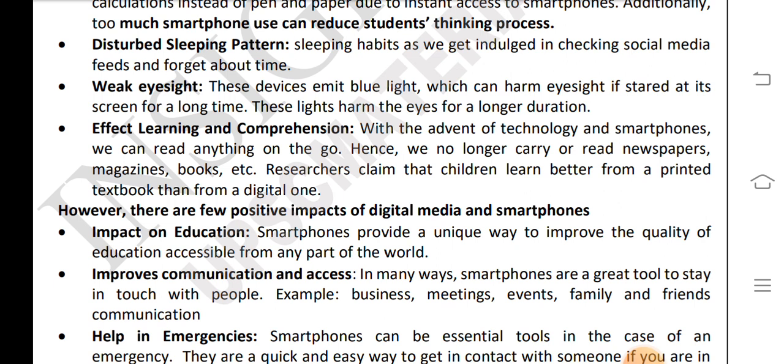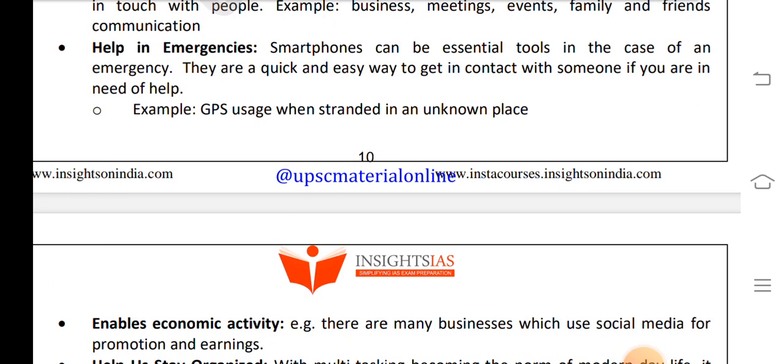With the advent of technology and smartphones, we can read anything on the go, and we no longer carry and read newspapers, magazines, and books. Researchers claim that children learn better from printed textbooks than from digital ones. However, there are a few positive impacts of digital media and smartphones on education.